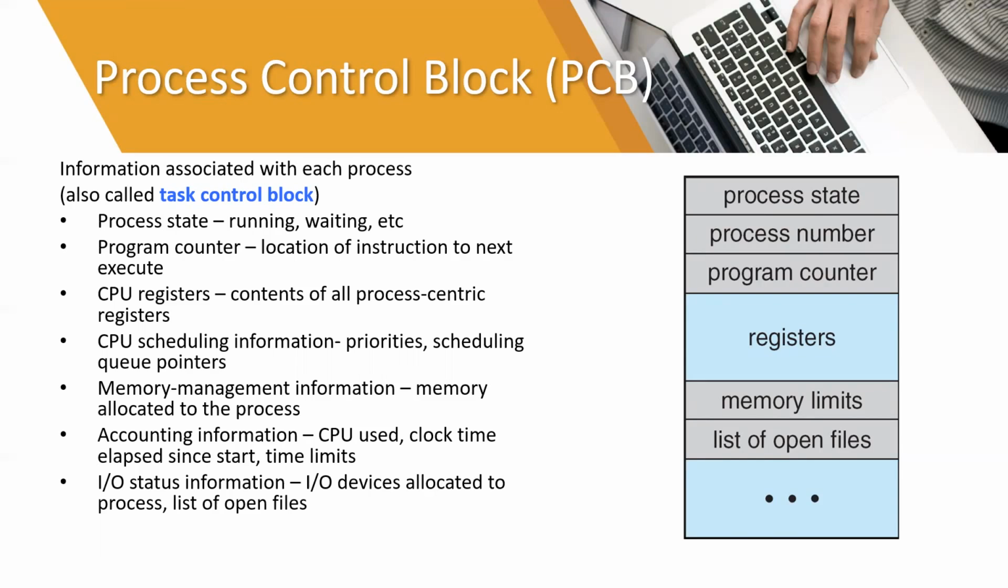And accounting information. It means CPU used, clock time elapsed since the start, and time limits. And the final one is the IO status information. The IO devices allocated to the process, like a list of open files. So this is about the PCB.